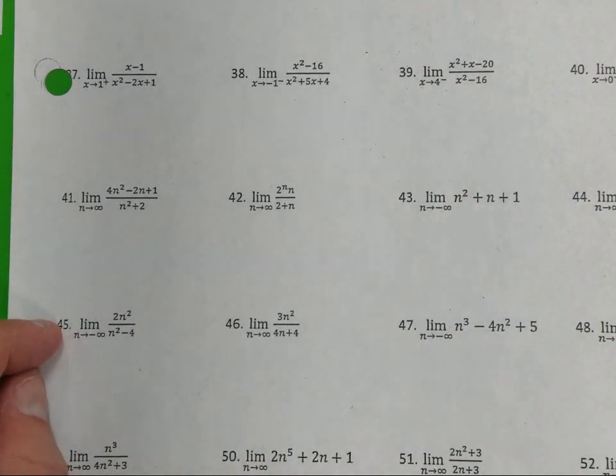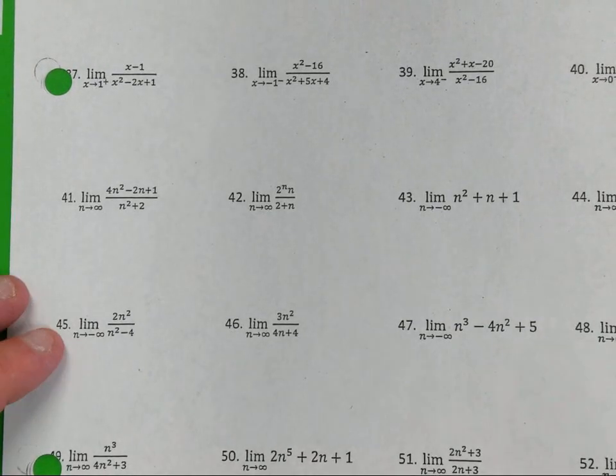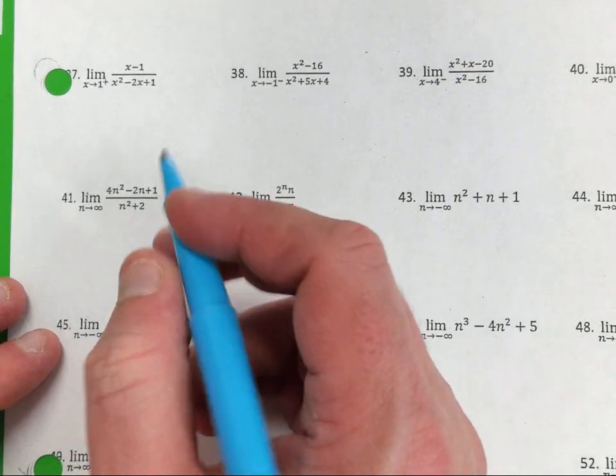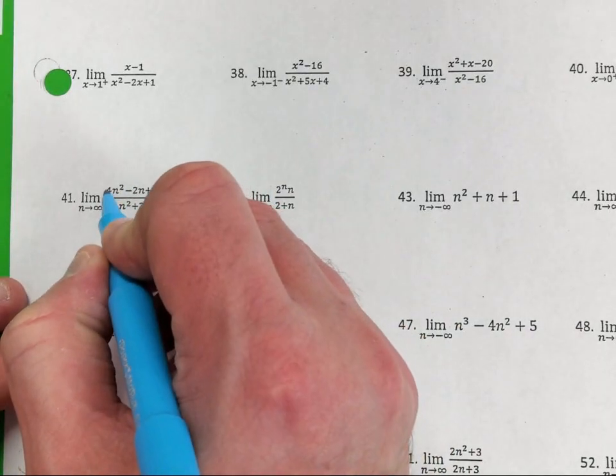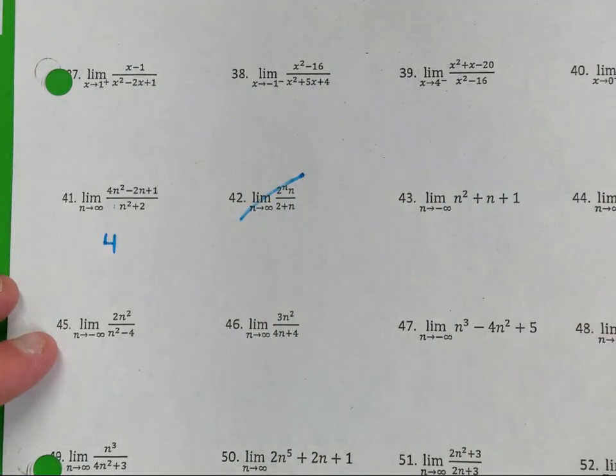Alright, on number 41 here. What type of function is that? Rational. What's your degree in the numerator? 2. What's your degree in the denominator? They're the same. So what are you going to do with these two values? 4 divided by 1 is 4. I told you to omit 42.